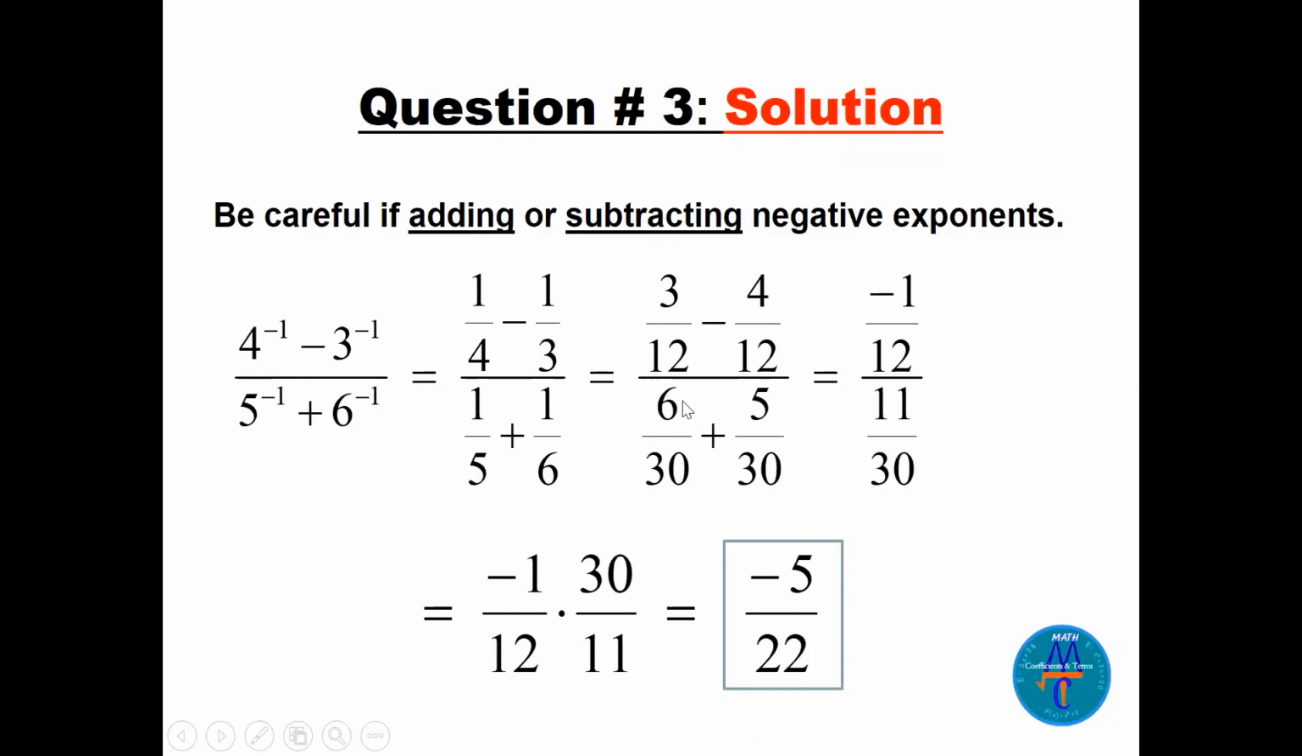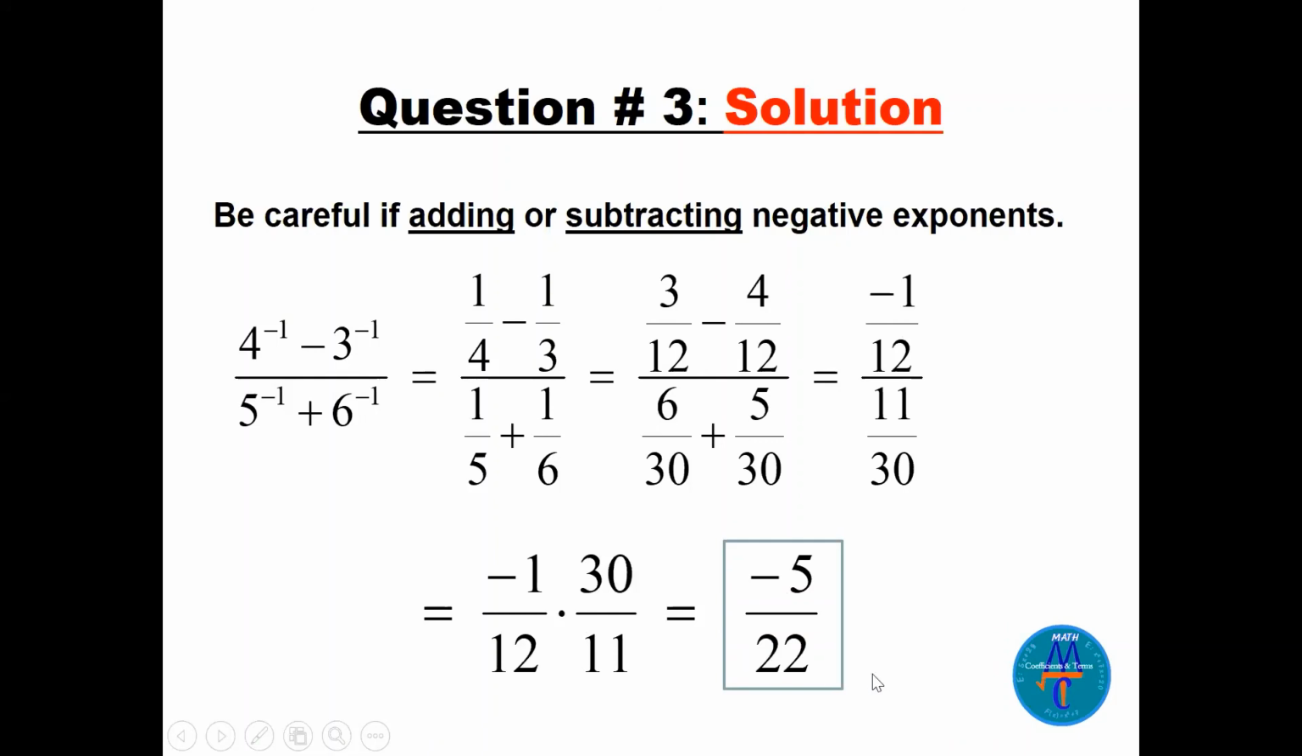I think you know that. 1 over 5, 1 over 6. So the LCD is 30. 6 over 30 plus 5 over 30. When you add, you get 11 over 30. Now you can multiply the first fraction times the reciprocal here. Reciprocal means you invert the denominator, 30 over 11. Divide by whatever, 6, divide by 6, so minus 5 over 22 is the answer.